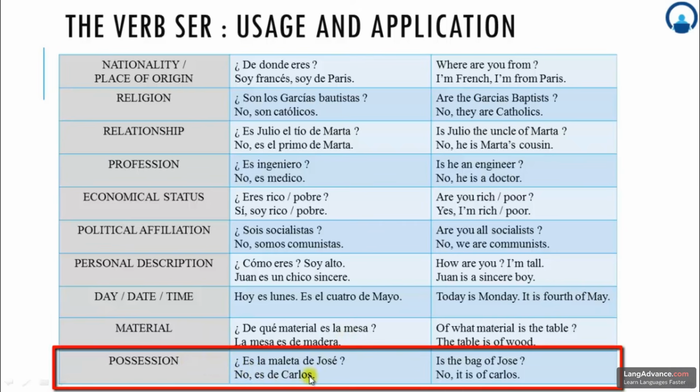Possession. The question which we have taken here as an example is the bag of Jose. So I am asking about the possession of that bag. Is that bag of Jose? So in the answer we have written it is not of Jose, it is of Carlos. So the bag is possessed by Carlos. It may happen that the bag is stolen and it is now with Jose, so it is of Jose. No. The original state, the possession was of Carlos. So that's why it is counted as a fixed state.